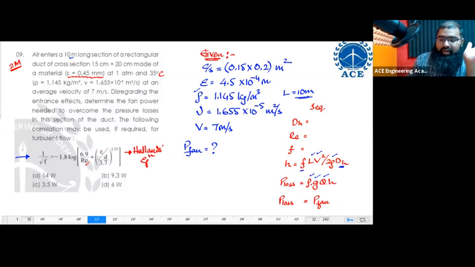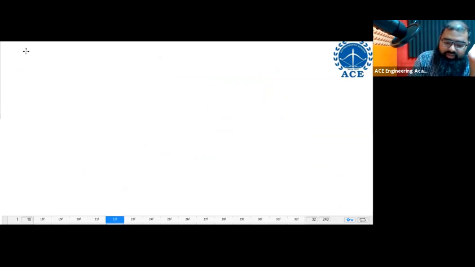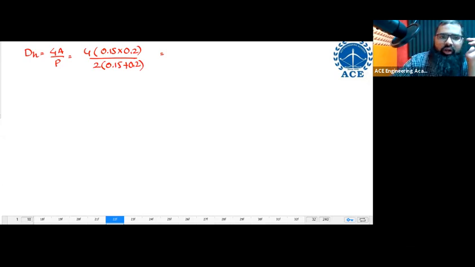Start with D hydraulic. I hope all of you have taken down the given data. I'm going to the next slide to solve the question. Let us start with D hydraulic first of all. D hydraulic is equal to how much? 4 times area upon perimeter. That is equal to 4 into 0.15 into 0.2, divided by 0.15 plus 0.2. I'm waiting for your values, please. I do not have a calculator. I'm relying completely on you for answers. What is D hydraulic? Write it.